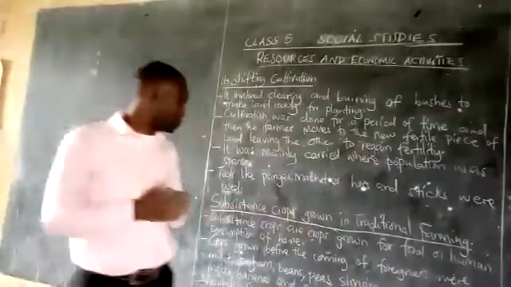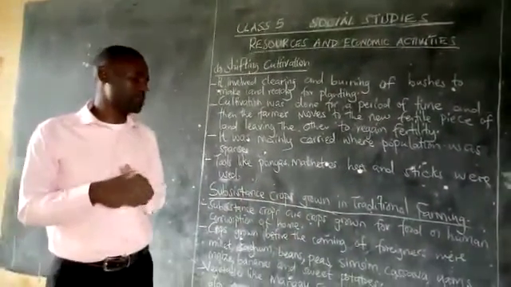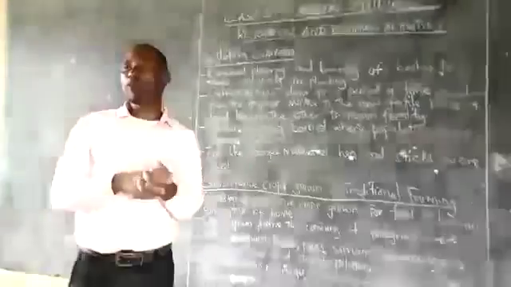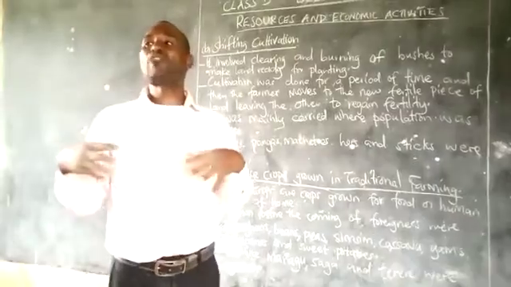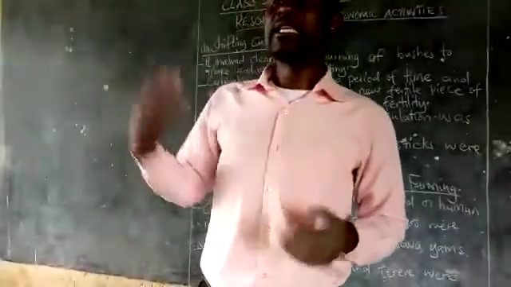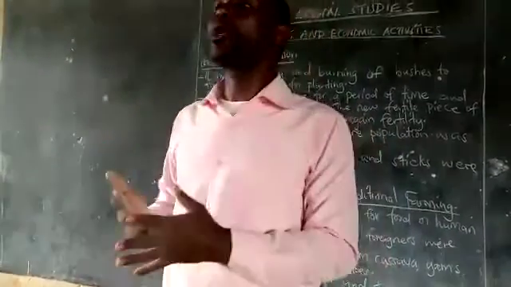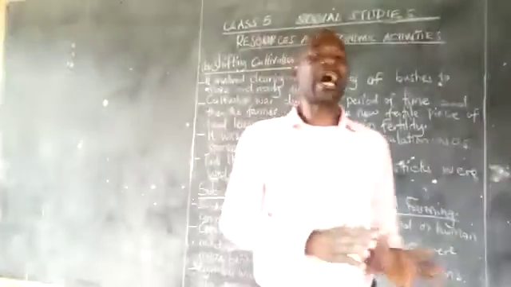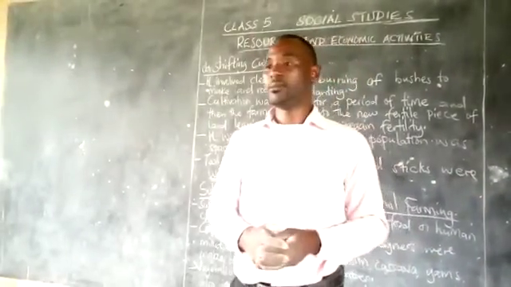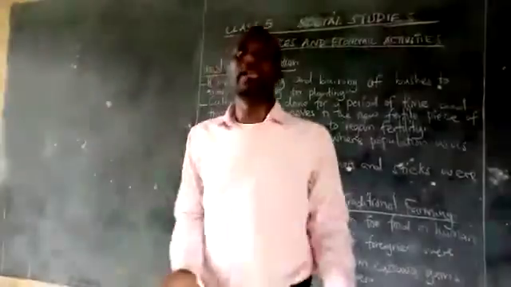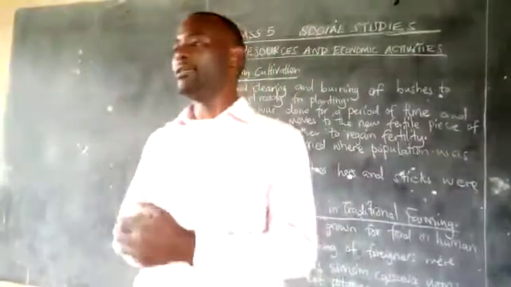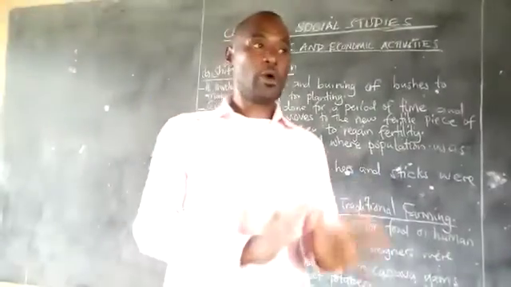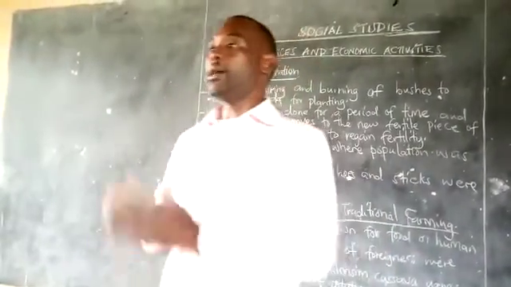Let us move to subsistence crops grown in traditional farming. When you talk of subsistence crops, these are crops that are grown for food or for human consumption at home. So they are not grown for sale. They are only grown for food purposes.